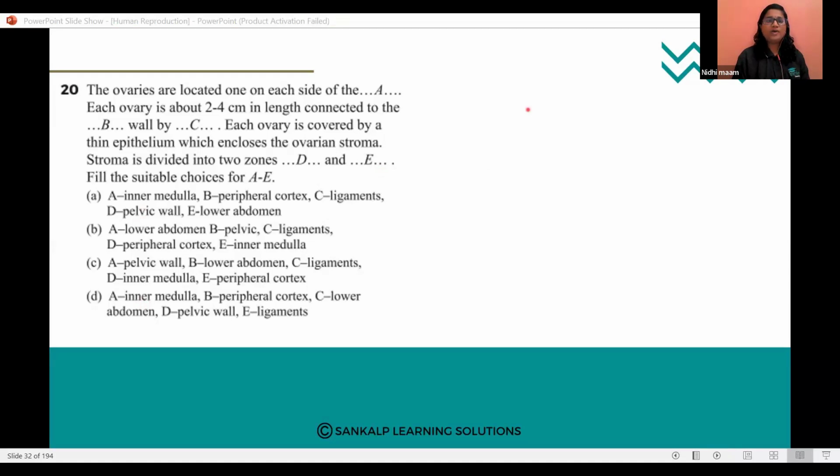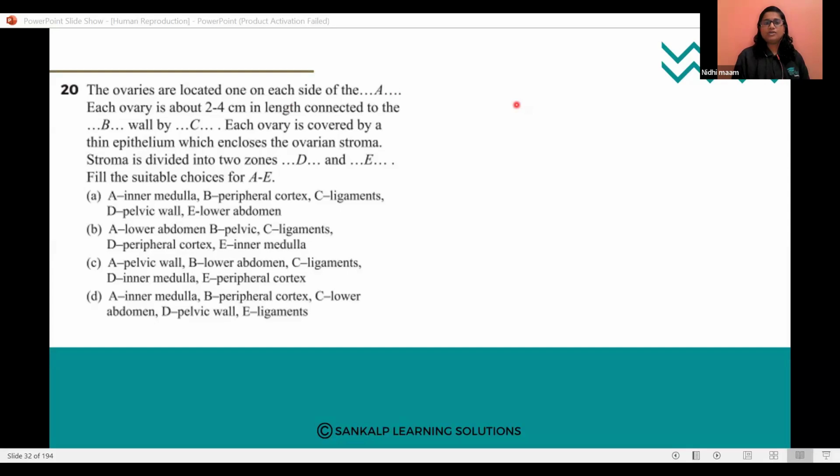So the ovaries are located one on each side of the lower abdomen. Each ovary is about 2 to 4 centimeter in length, connected to the pelvic wall by ligaments. Each ovary is covered by a thin epithelium, which encloses ovarian stroma. Stroma is divided into peripheral cortex and inner medulla.